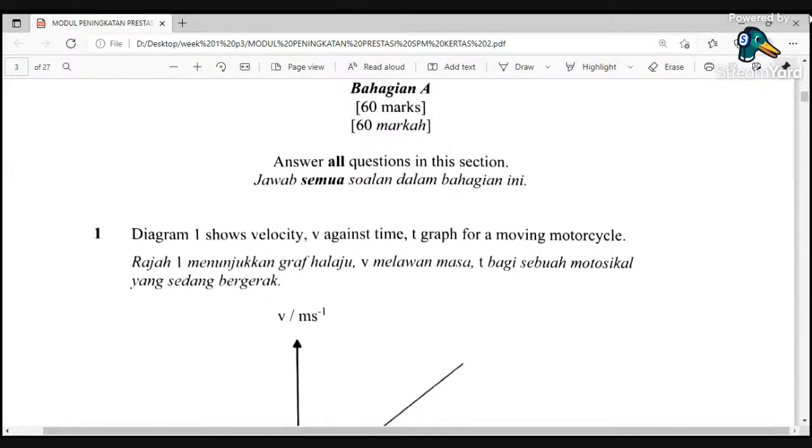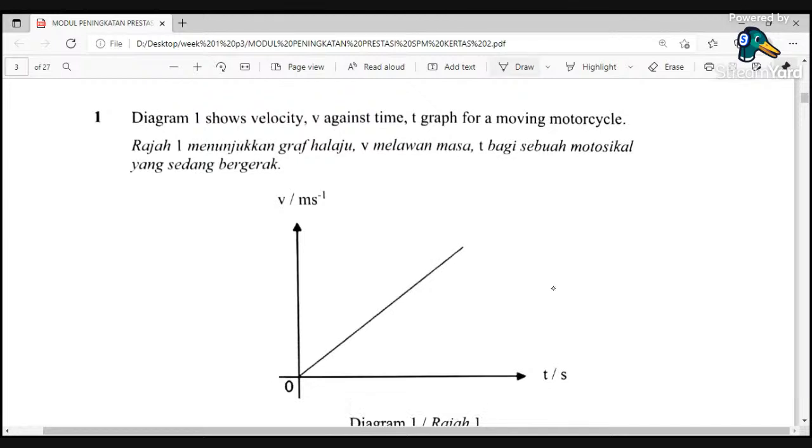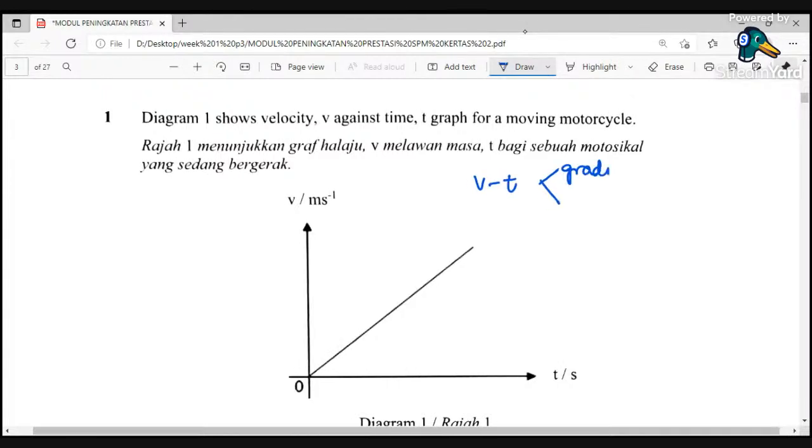Okay, number 1. Diagram 1 shows velocity v against time t for a moving motorcycle. Okay, as I hope you already know, for VT graph, what you can get from the VT graph, V against T graph. Firstly, the gradient equals to acceleration, and then the area equals to displacement or distance travel.